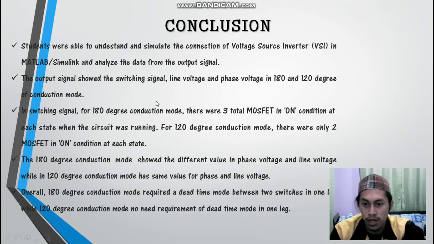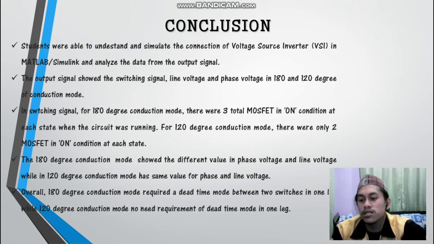modes. Next, in the switching signal for the 180 degree conduction mode, there were 3 MOSFETs in the on condition at each state when the circuit was running, while for the 120 degree conduction mode, there were only 2 MOSFETs in the on condition at each state. The 180 degree conduction mode shows different values for phase voltage and line voltage, while in the 120 degree conduction mode, it has the same value for phase voltage and line voltage.